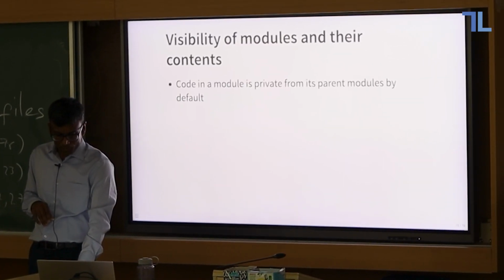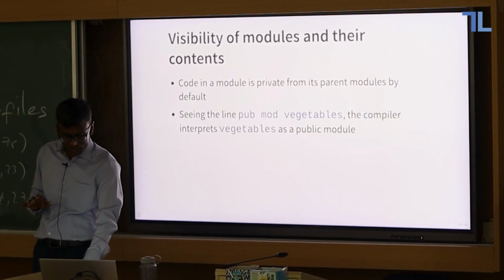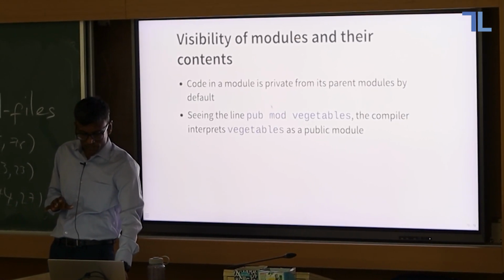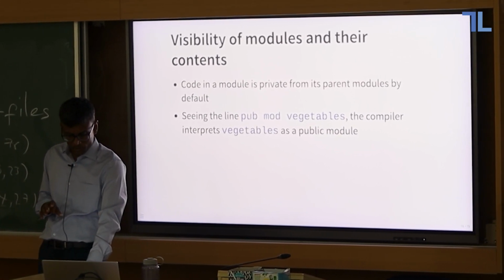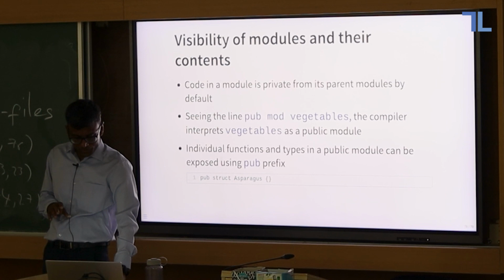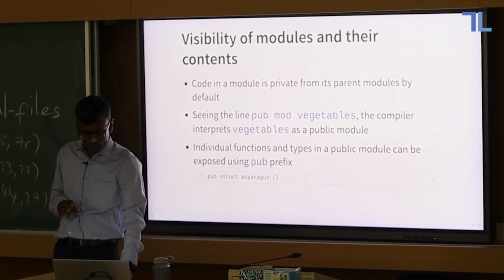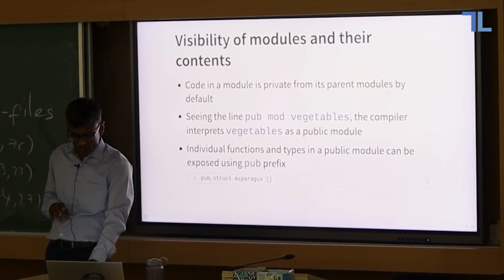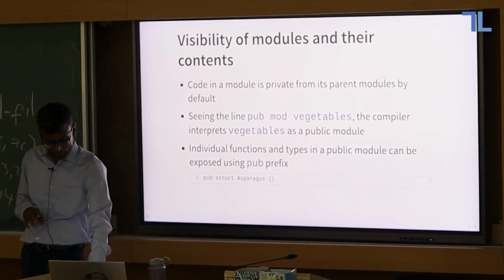And the visibility of modules: code in a module is private to the parent modules by default, so you should prefix the modules with pub if you want them to be accessible to the parent module. And also individual structs and functions you can keep hidden. If you don't write this pub explicitly, it is assumed to be private.